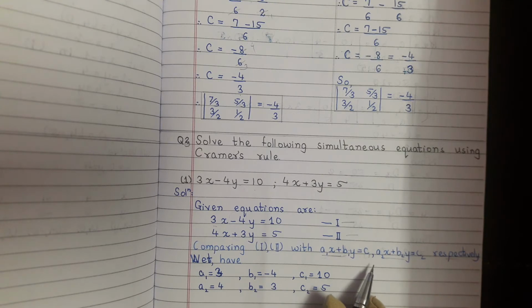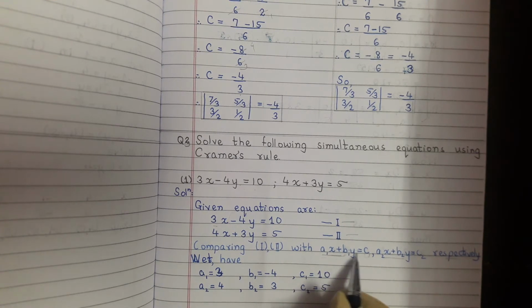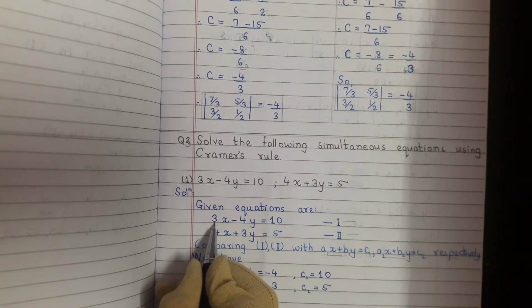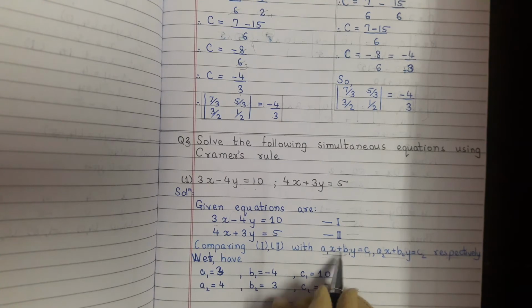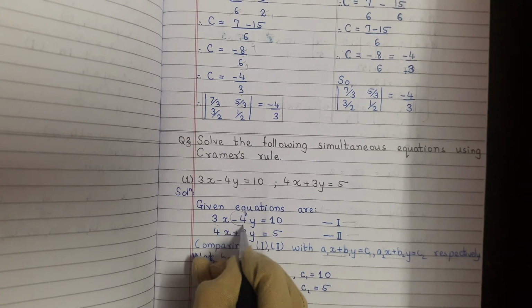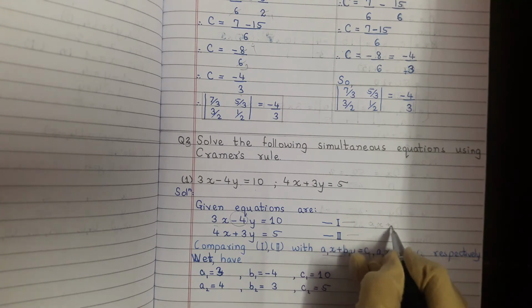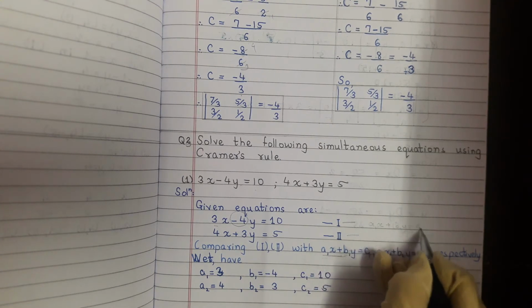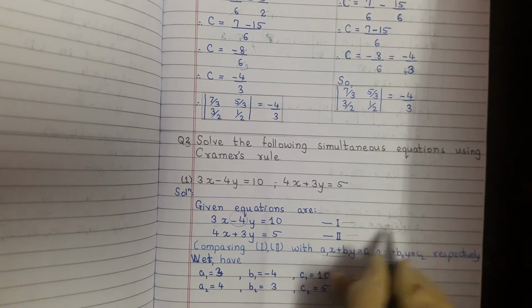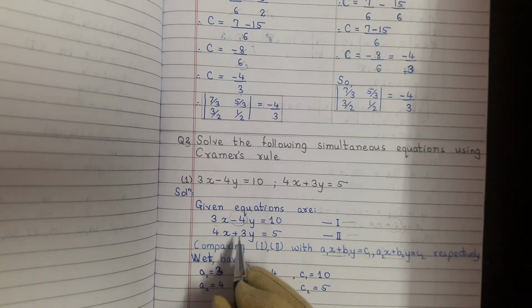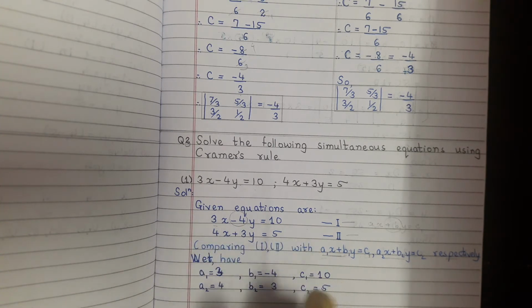Please, you should be aware of the signs while taking the values of a, b, c. See, here a1x plus b1y is equal to c1, means the value of a will be 3, the value of b1 will be -4, not only +4, because we are comparing a1x plus b1y is equal to c1 with this equation, so b1 will be -4. If you write +4, then the whole solution will be wrong. So please be aware of signs.